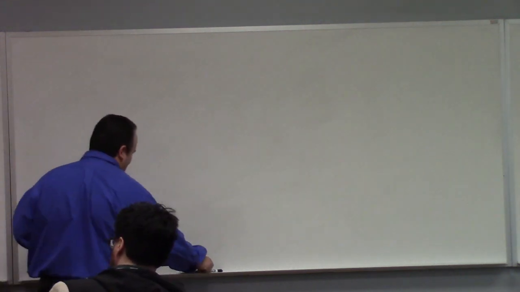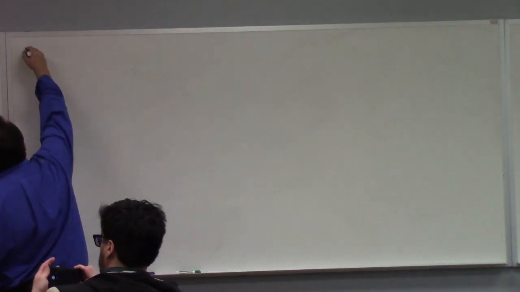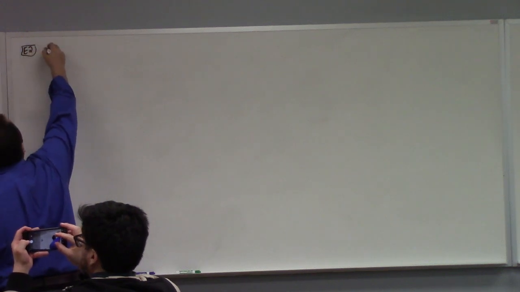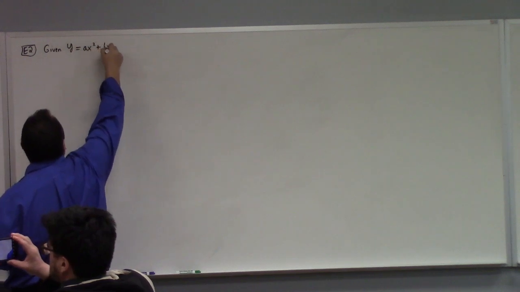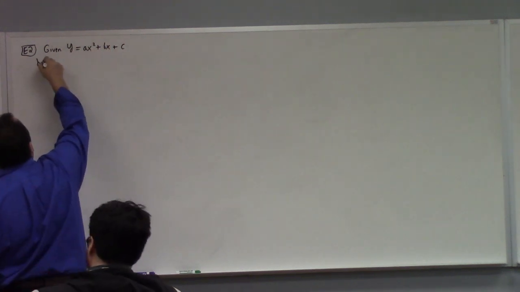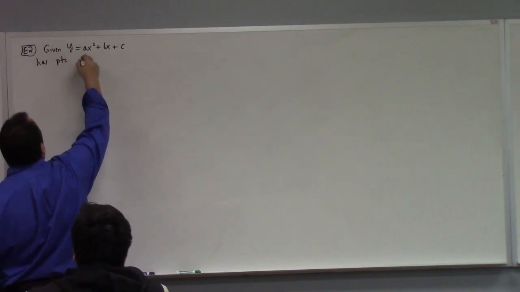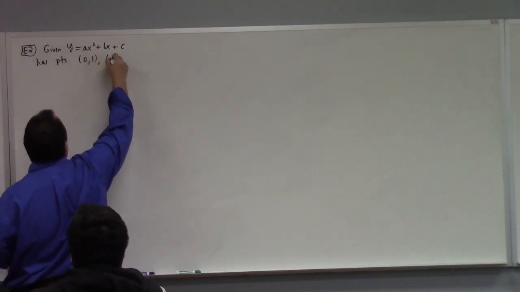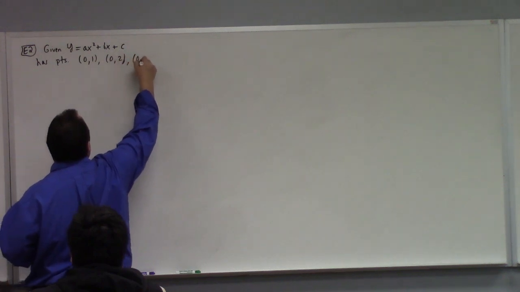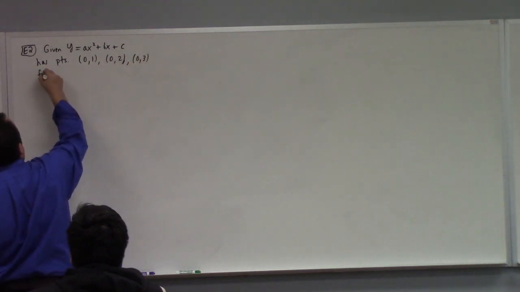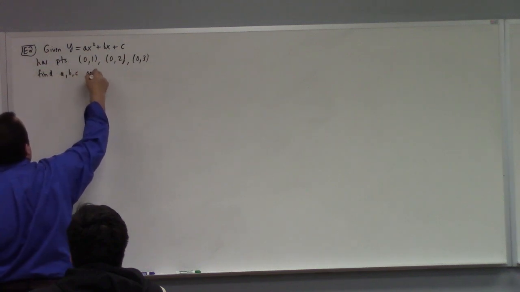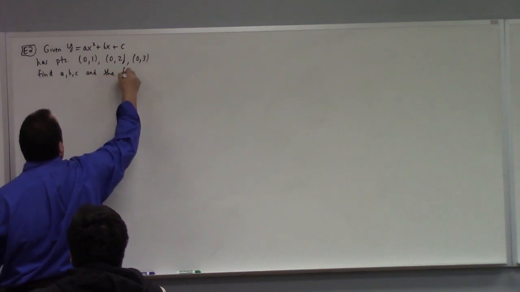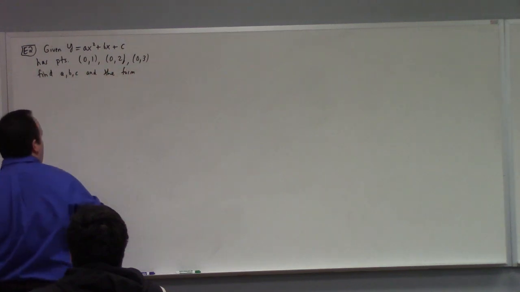Now, here's a nasty question I could ask on the final. Example 2. Given y equals ax squared plus bx plus c has points (0, 1), (0, 2), (0, 3). Find a, b, c. Actually, let me just say, find the formula for the parabola, right?